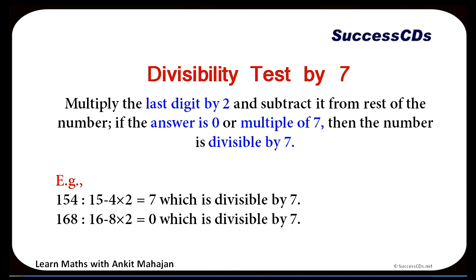Let's have a look at another example. 168. Last digit is 8. Multiply it by 2. Subtract it from the rest of the number. 16 minus 8 times 2 comes out to be 0. Hence, this number is also divisible by 7.